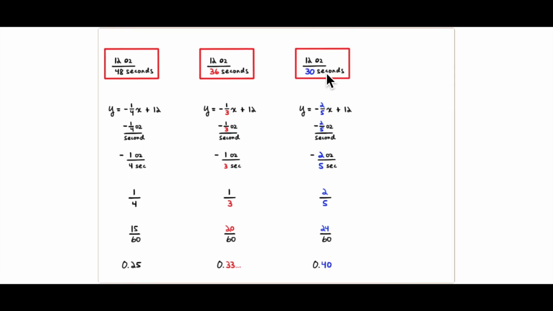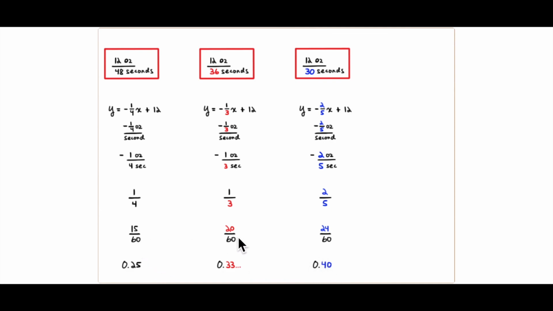The fastest rate that Lynn drank, that was 12 ounces in 30 seconds. So that's the same as 2 ounces in 5 seconds. So the common denominator, once again, is 60. 4 times 3 times 5 is 60. So this is 24 ounces in 60 seconds, or a minute. And change that to decimal, it's 40/100ths of an ounce per second.